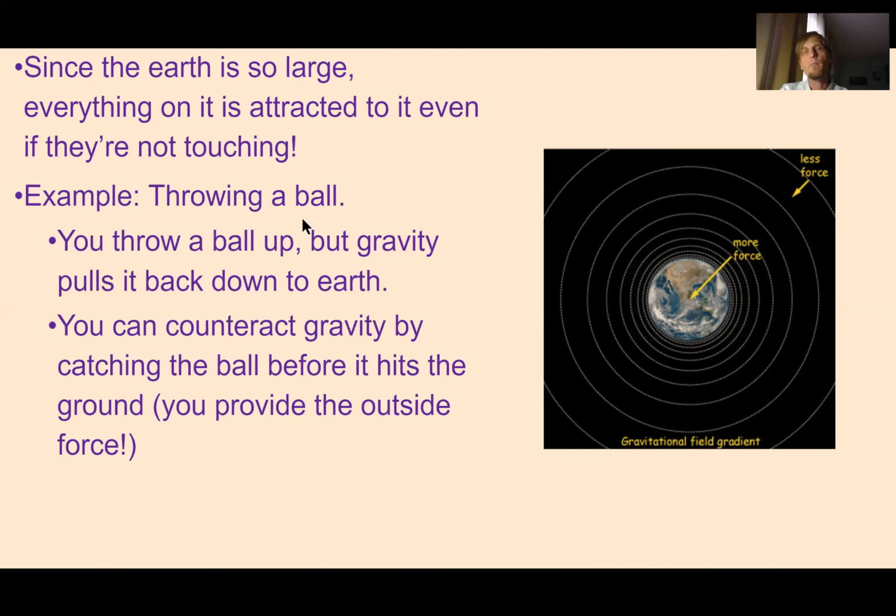Another example is throwing a ball. If you throw a ball up, gravity pulls it back down to the Earth. We saw that Monday, right? So you can counteract gravity by catching the ball before it hits the ground. You provide the outside force, right? Earth being so massive compared to most things we come into contact with, it is not going to allow us to escape its orbit.